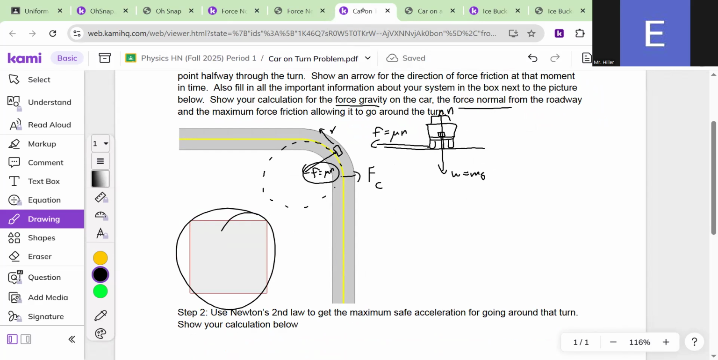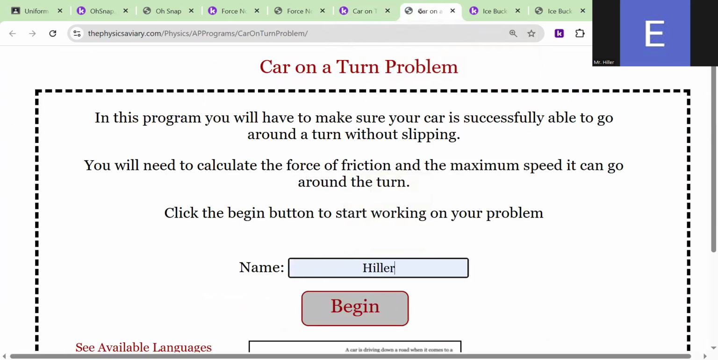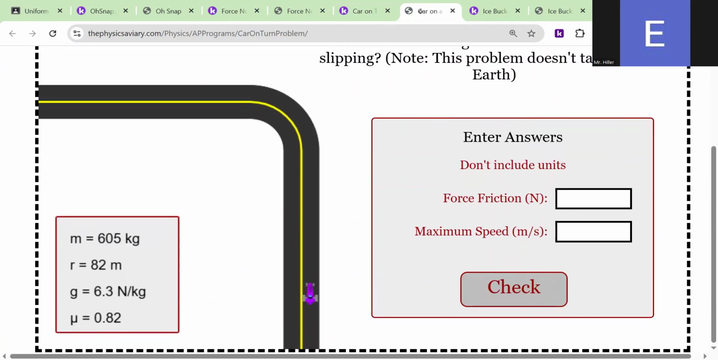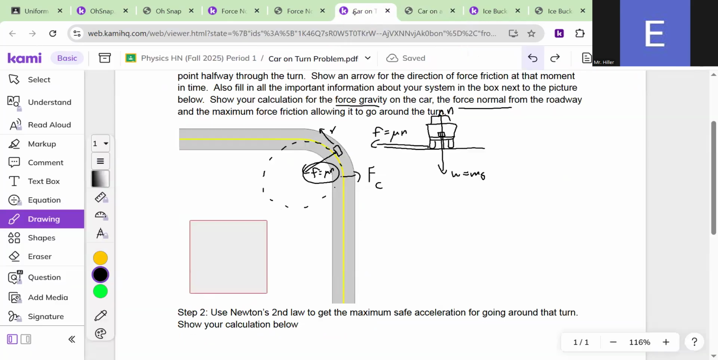Now, let's take some time to actually write down the information in our given problem so we can get this done correctly. Okay, so for me, mass of 605 kilograms.